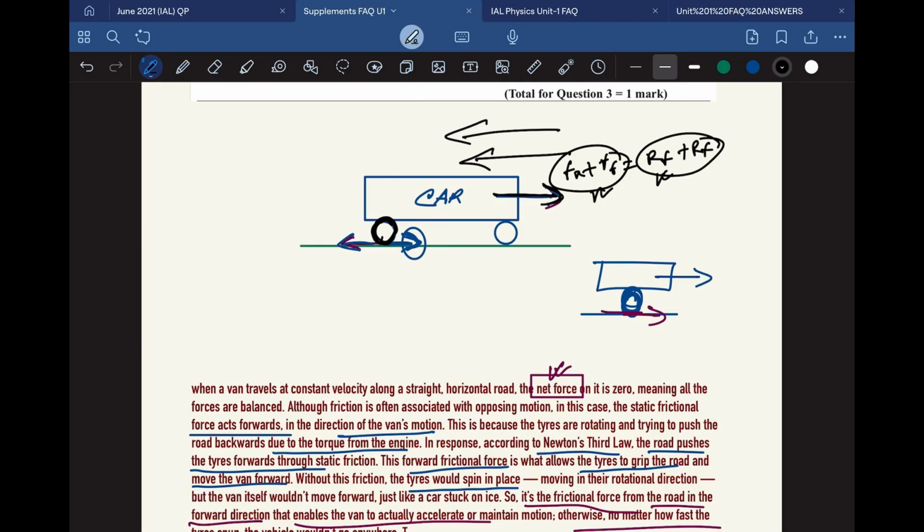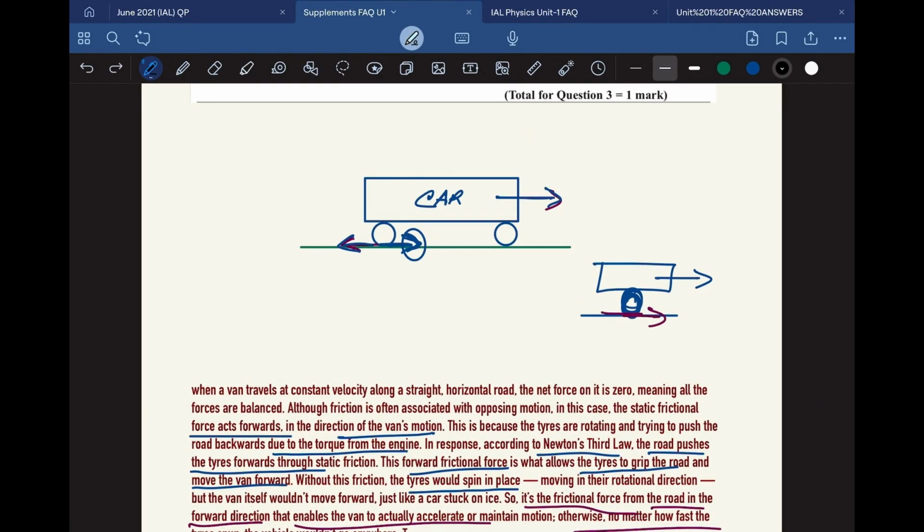The resistive force of air resistance is acting as a resistive force right here, and the rolling force, you don't need to know about the rolling force because this is not in your syllabus. But the rolling force and the air resistance act in the opposite direction to the driving force and the static frictional force, and as both of these are equal, we can say that the resultant force is 0.